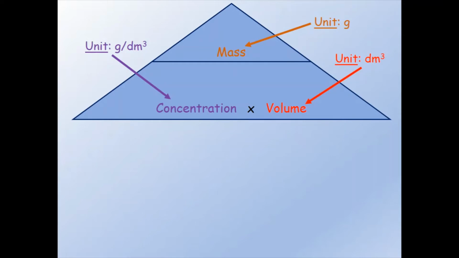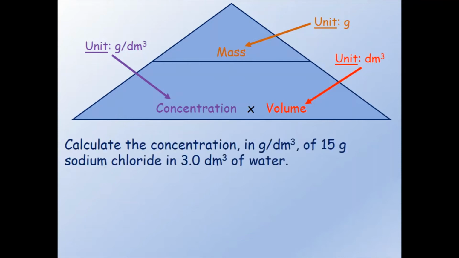Now let us look at an example question. Calculate the concentration in gram per decimeter cube of 15 grams sodium chloride in 3.0 decimeter cube of water. So we have to calculate the concentration here, so we can start writing concentration equals. Now to find out which calculation we have to carry out, we have to cover up concentration in our formula triangle and see what is left to know what we have to do.